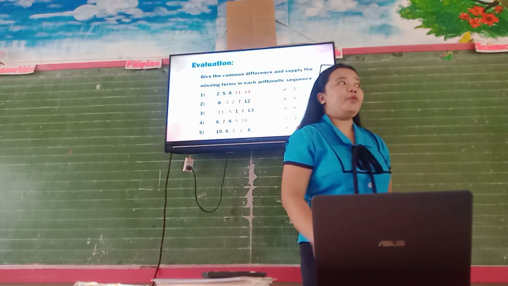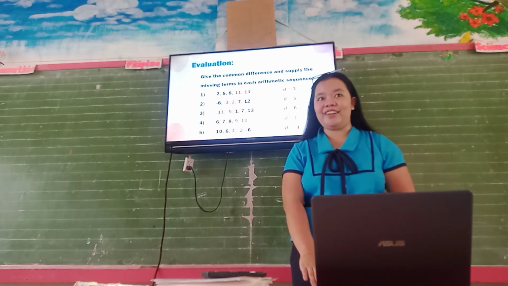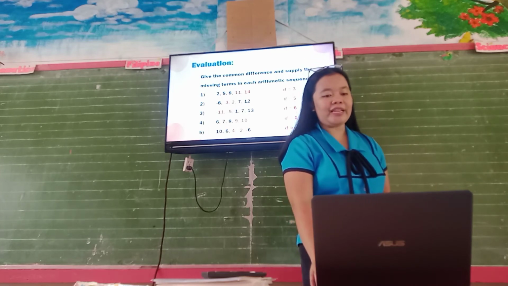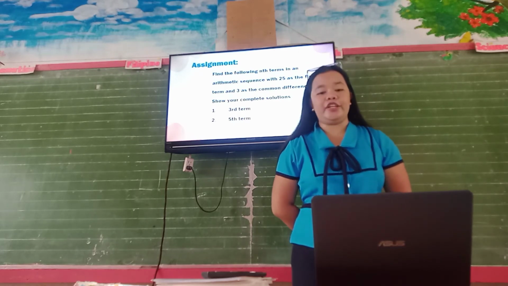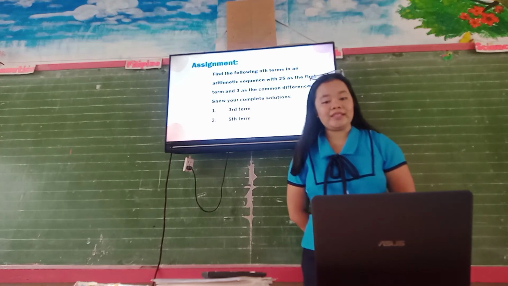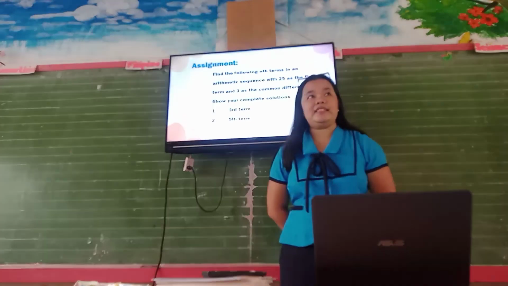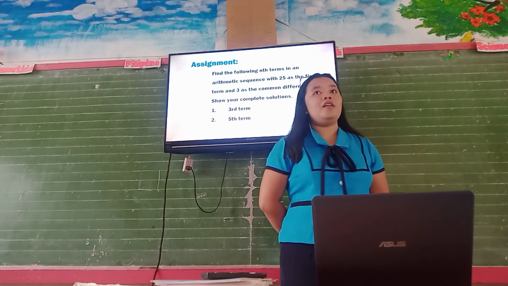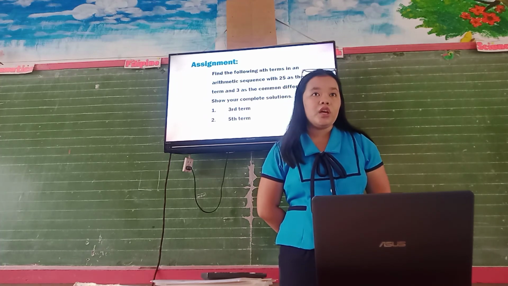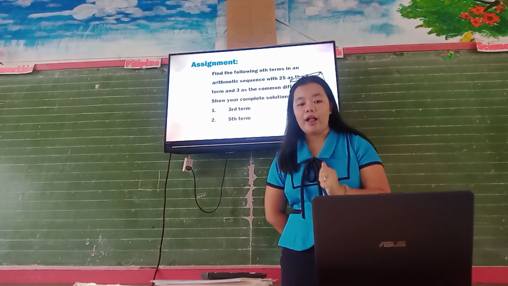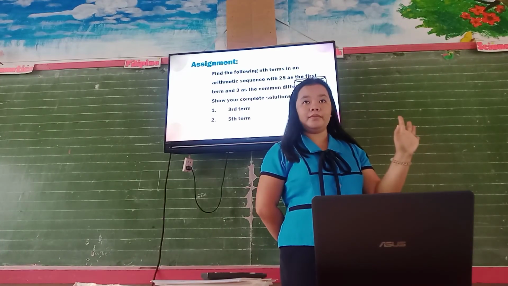Before I end our lesson, I would like to give you an assignment to further enhance your skills in arithmetic sequence. Our assignment that will be checked tomorrow is to find the following nth terms in an arithmetic sequence with 25 as the first term and 3 as the common difference. So the first term and the common difference are already given. You are now going to use the formula and substitute the values, and you are going to find the third and the fifth term. Okay?